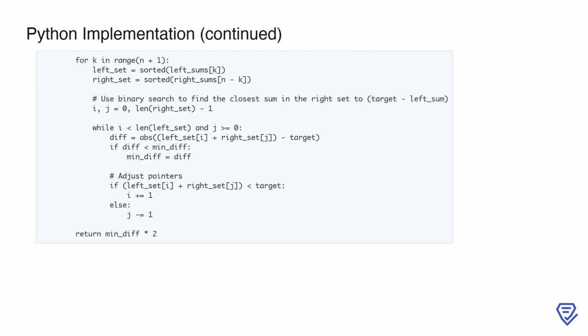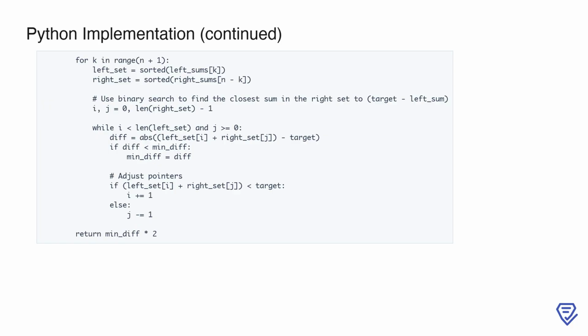Now, we iterate through all possible subset sizes from 0 to n, where n is half the length of the original array. For each size k, we retrieve the pre-computed subset sums for the left half of size k and for the right half of size n - k. These subsets are sorted to facilitate efficient comparison.